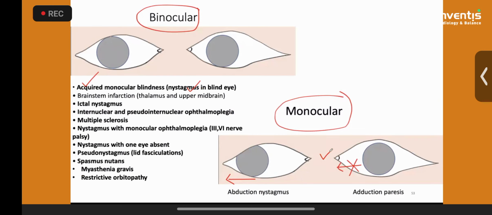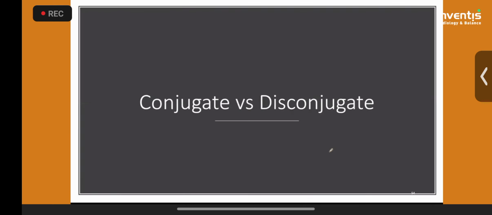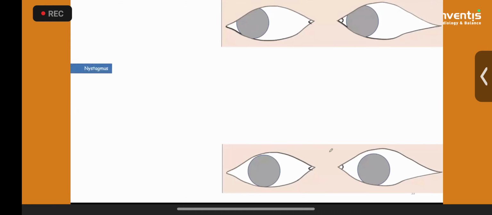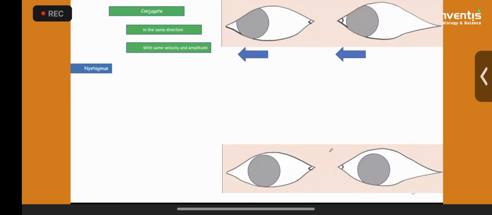Then there is another issue, that is whether the nystagmus is conjugate versus disconjugate. Conjugate means it is happening in the same direction and with the same velocity and amplitude, then it is called conjugate nystagmus. For example, this is a right beating nystagmus, and it is happening with equal intensity in both the sides, more or less equal intensity.